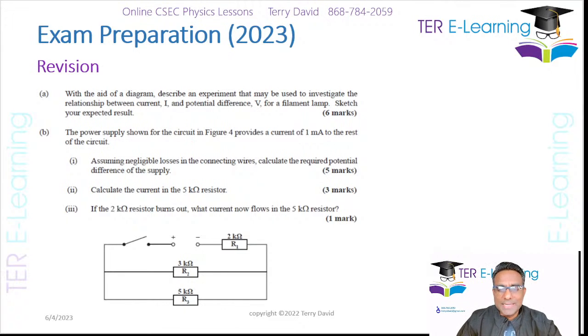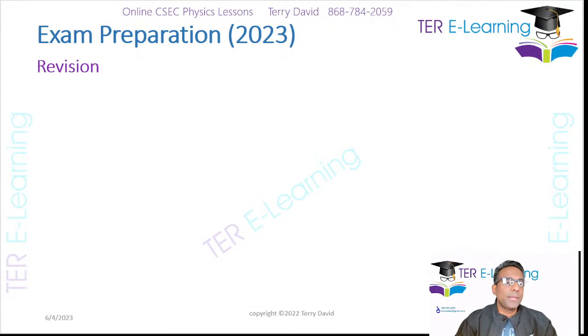Your syllabus says that you have to know the IV characteristic of a filament lamp, a resistor at constant temperature, and a semiconductor diode. You all need to know that for the exam. So while I'm here, let me just show you what I mean.